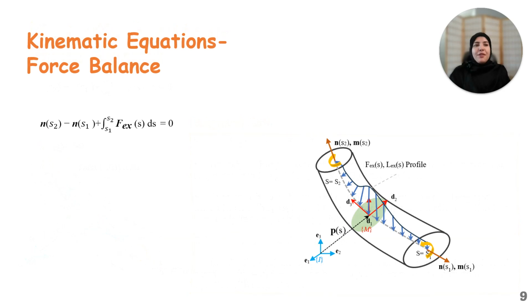So let's take derivative of the force balance equation. By taking derivative of this equation with respect to S, we get the differential form of the force balance, which gives the derivative of the internal force with respect to S plus the external force equals to 0.